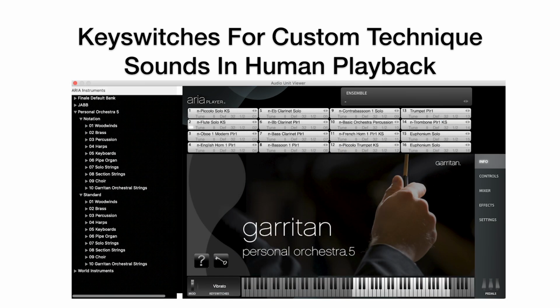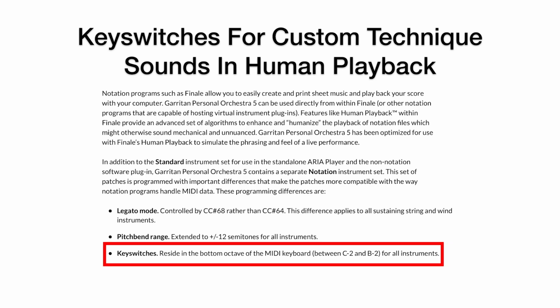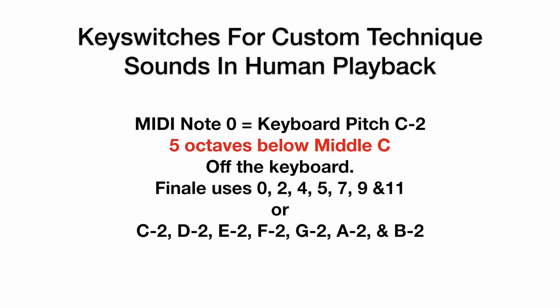Garritan ships two versions of its premium libraries, Notation and Standard. Once installed, they're selectable in the ARIA player. The difference between these is the MIDI note location of the key switches. The Notation version puts them 5 octaves below middle C, at MIDI notes 0, 2, 4, 5, 7, 9, and 11. That translates to C-2, D-2, etc.